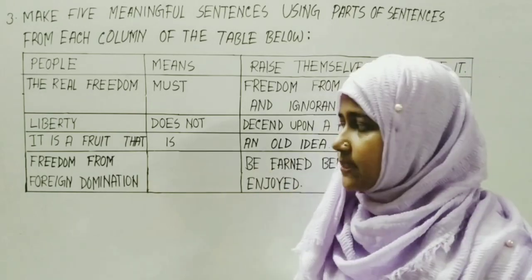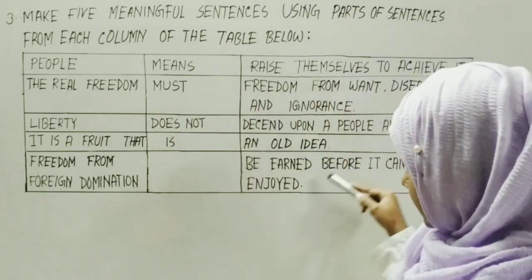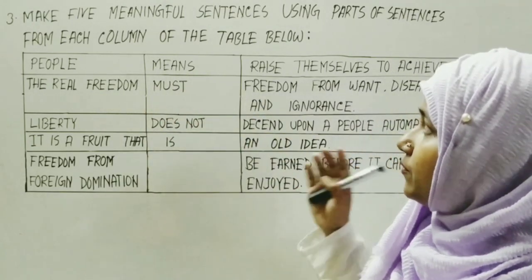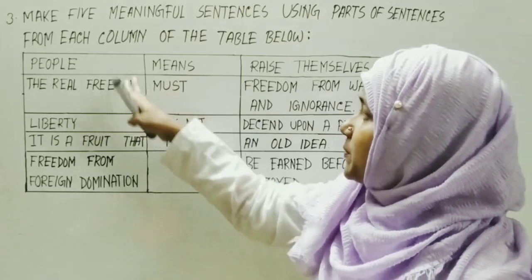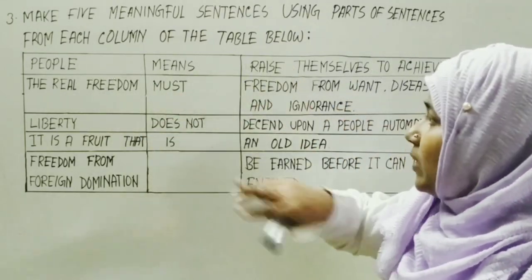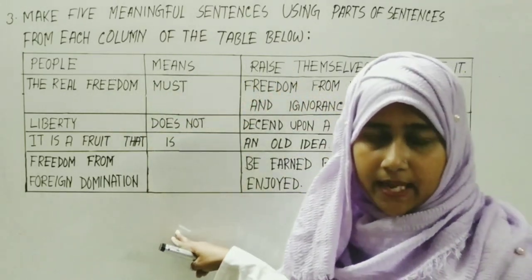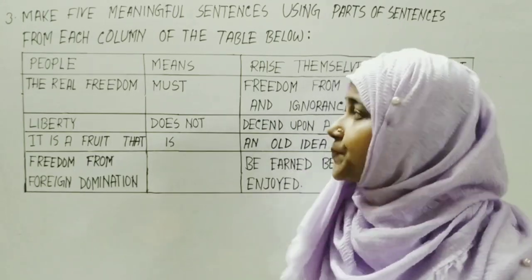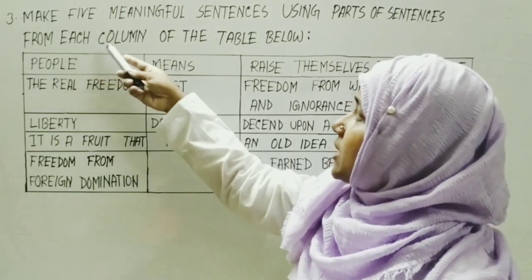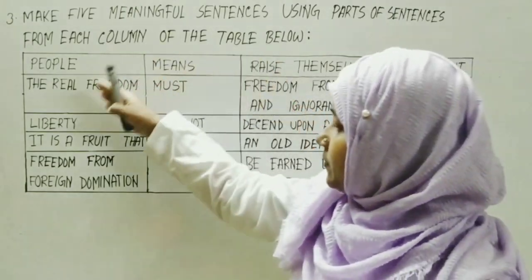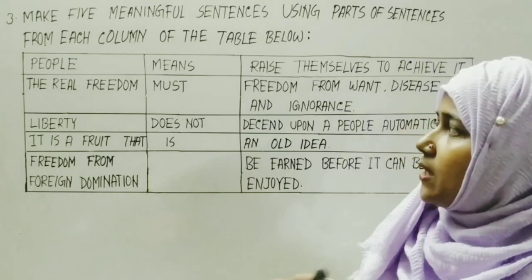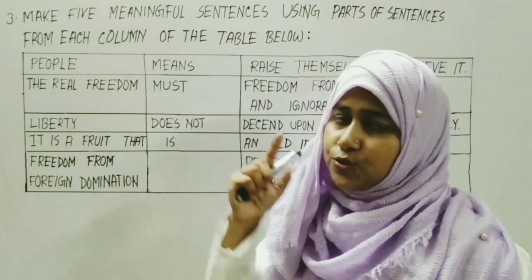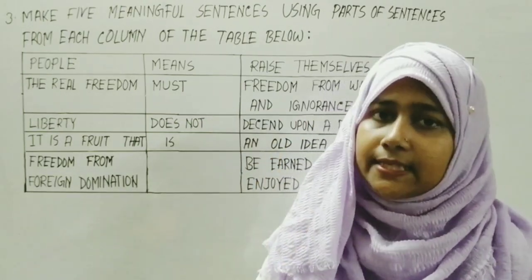Then using pairs of sentences. Here is the sentence. Sentences are given, but you have to find out. You have to complete the sentence by using this part, this part, this part. So you have to match these and make a complete meaningful sentence. Then from each column of the table, from this column you can use one part, and one part. You can use 3 parts to make a meaningful sentence.